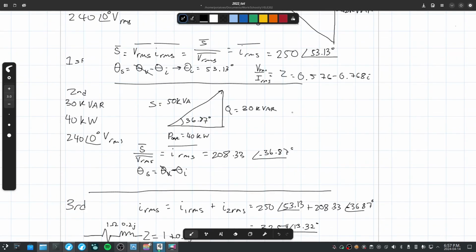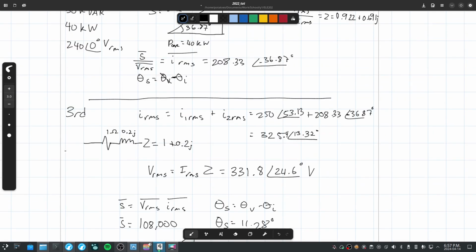Then we can do the impedance here. Again, V RMS over I RMS equals Z, which is, again, the same voltage of 240, but the current here is 208.33 with a phasor of negative 36.87. And you'll get 0.922 plus 0.691 j. Running out of room there. And the impedance here we already know.